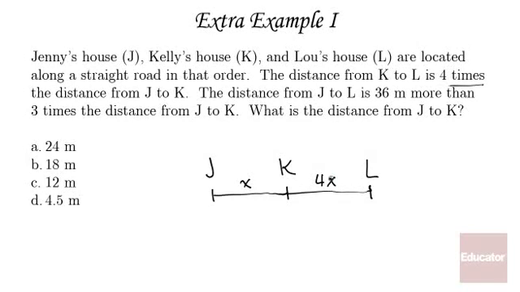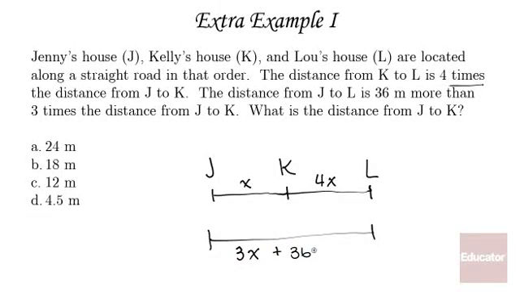The distance from J to L is 36 more than 3 times the distance from J to K. All right, so from J to L, it's 36 more than 3 times the distance from J to K. So from J to K, we've already said that it's x. So if we say 3x, we're going to add 36.